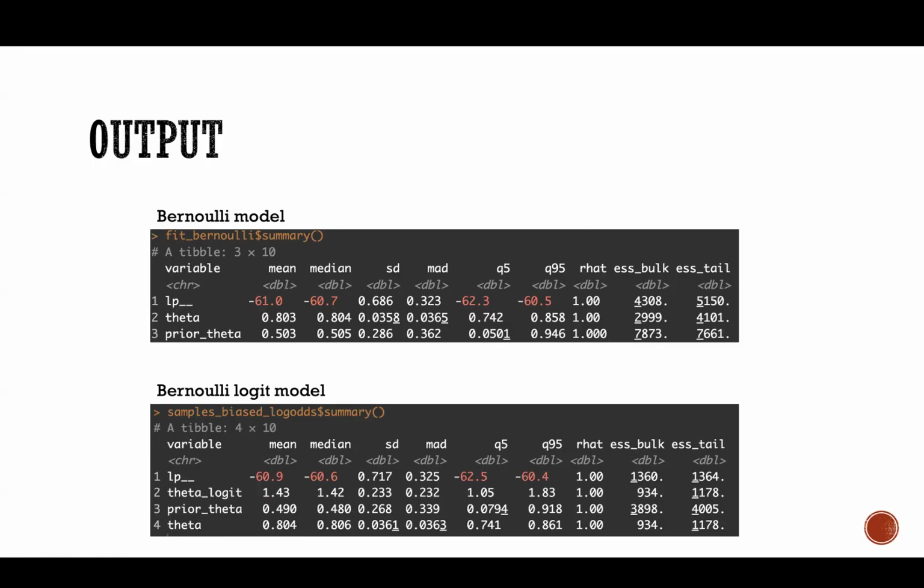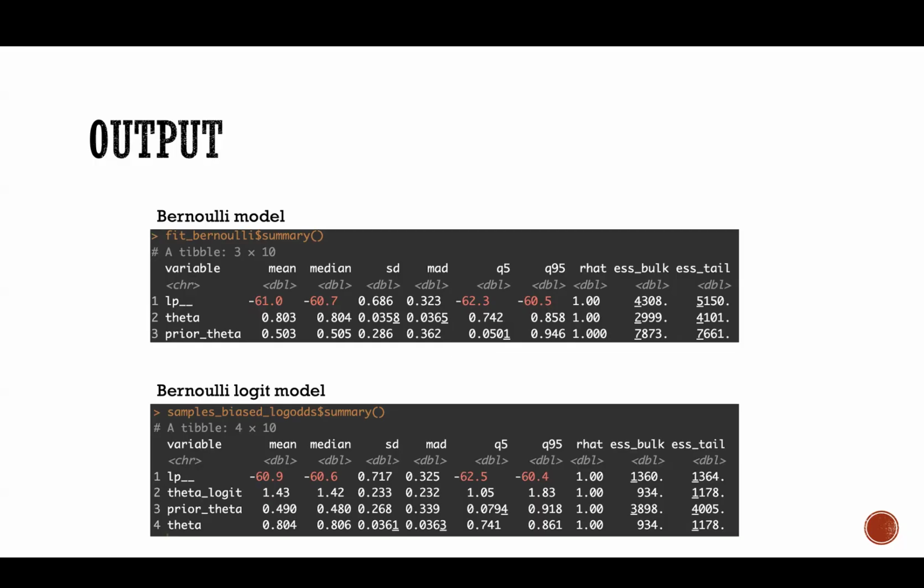Then we do the Bernoulli logit model just to see how the output changes. What we have is the LP. Let's ignore it. The theta logit is 1.430. Oh, no, it's log odds. I don't want to look at that. We look at the prior theta. Again, it has a mean of approximately 0.5, and the quantiles go from 0.08 till 0.92. So they're a bit more restricted, which makes sense if you remember our plots, that was discouraging 0 and 1. Still pretty broad.